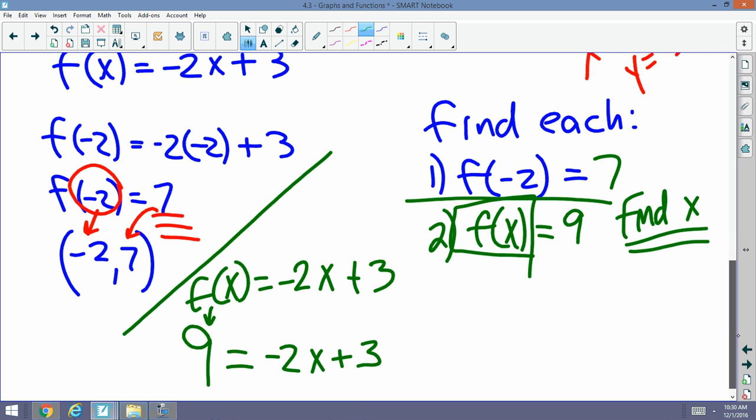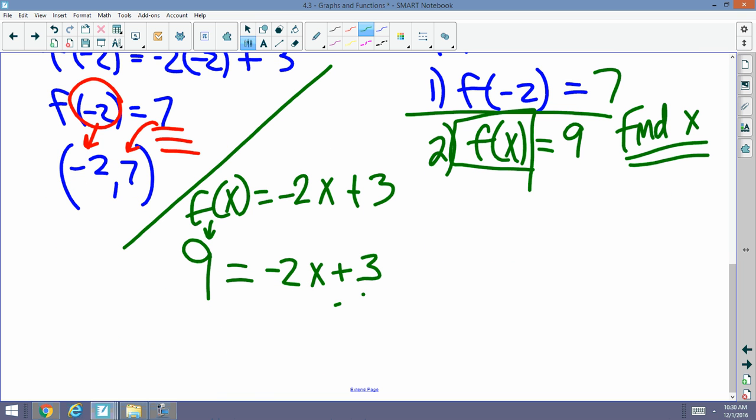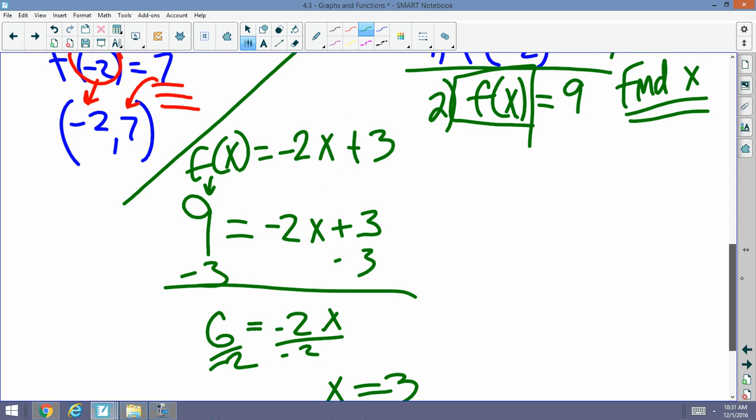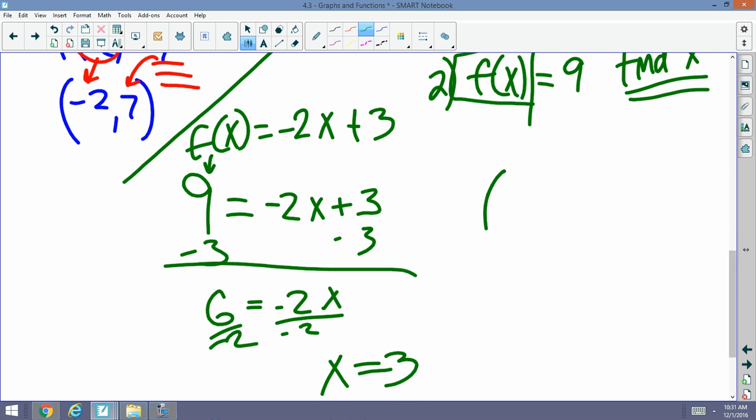Now, how do I solve for x here? That's right. This should be just like autopilot. Negative 2 divided by negative 2. So x equals 3. So what's the ordered pair here? I'm sorry, it is negative 3 because I'm not paying attention. Negative 3, comma, 9. That's my x. That's my f of x. Do you guys see this?